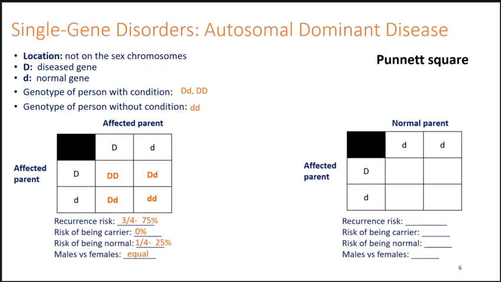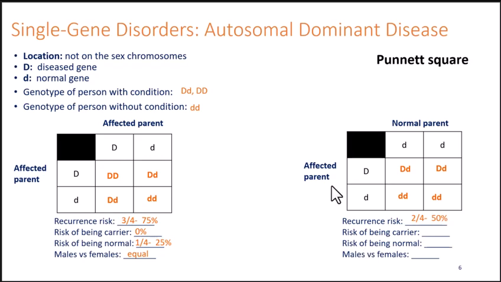So we complete the Punnett square. We have our D's placed appropriately. So what is the recurrence risk? What is the chance that they will pass on this disease? First, we need to have a look at where we see that disease gene, that capital D, and we see it on 2 occasions. So we have a 2 in 4, or 50% chance that it will be passed on.